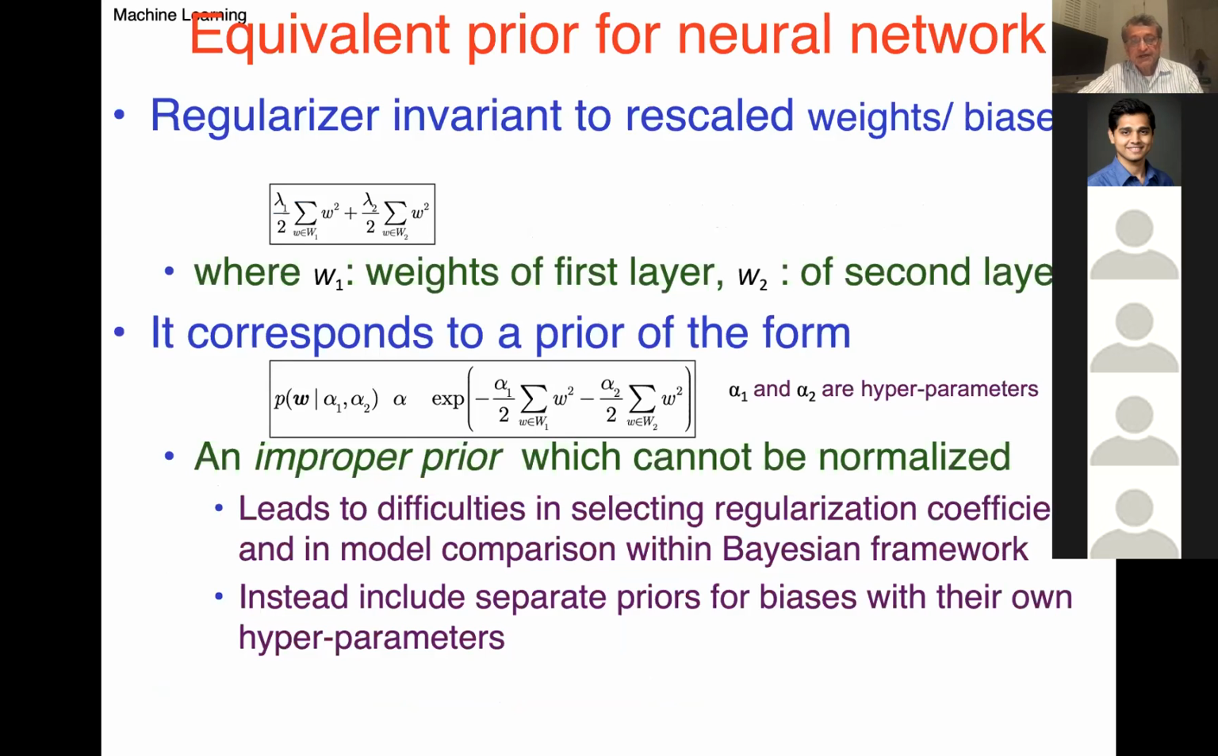Now, the equivalent prior for a neural network: what is the prior that is equivalent? We just saw this sum of w squared with lambda 1 and lambda 2. And it says it corresponds to a prior of this form. This is for the transformation of rotation or linear transformation. And it says that is equivalent to assuming a prior.